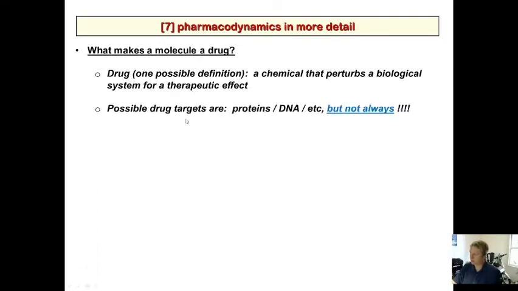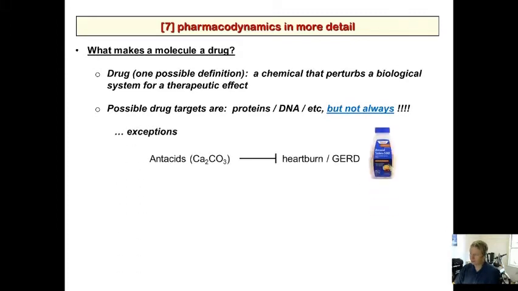Possible drug targets are proteins or DNA, but is that always the case? When you think about a drug target, you might think the drug binds to a protein and causes some kind of downstream effect, or the drug binds to DNA and causes some downstream effect. Is that always the case? The answer is yes, but not always. There are a couple of exceptions.